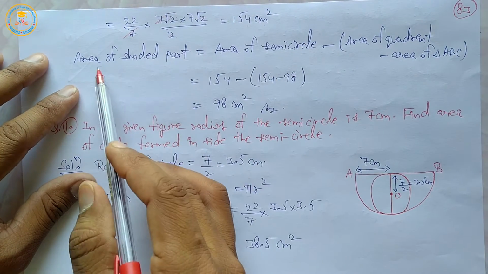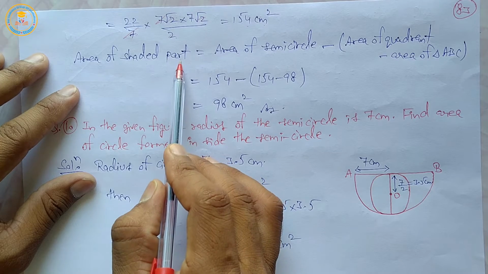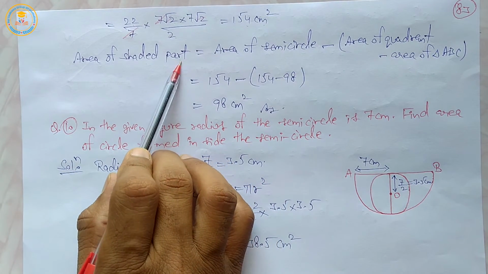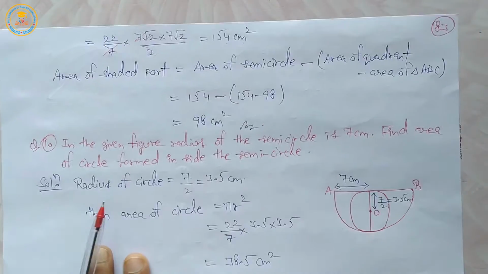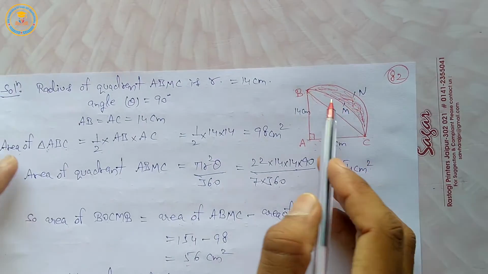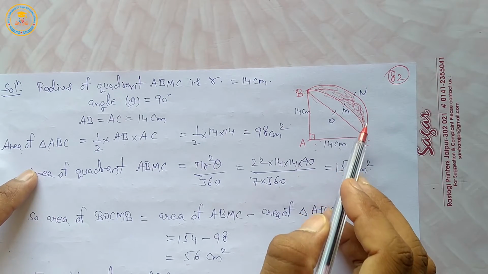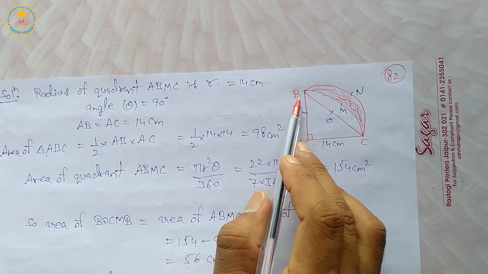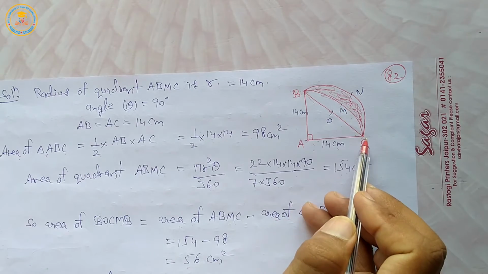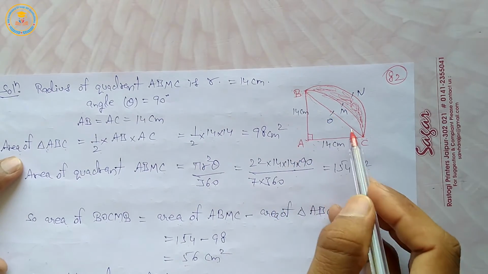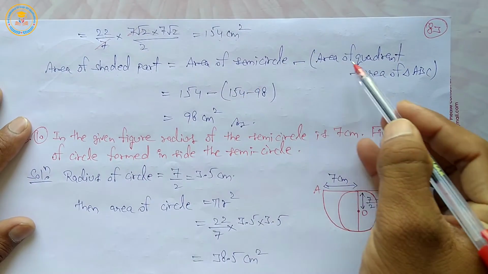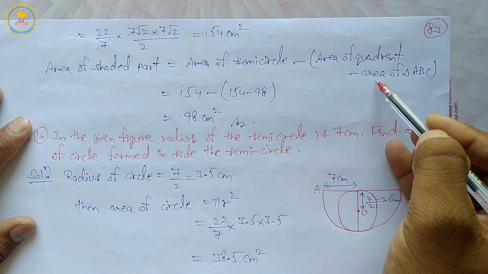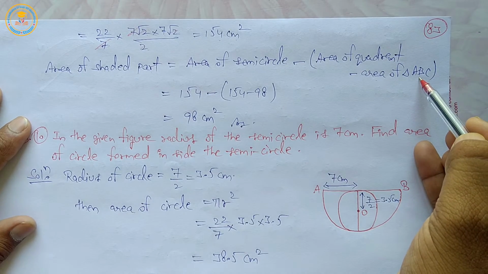It means we calculate the area of shaded part. So according to the diagram, area of shaded part means the remaining part: area of semicircle minus area of quadrant minus area of triangle ABC.